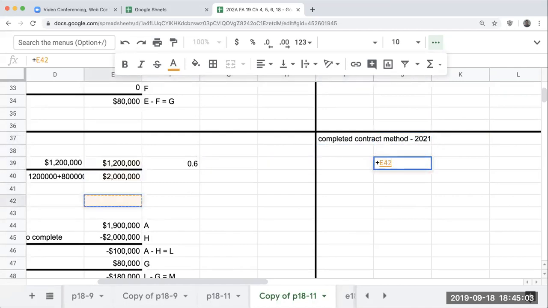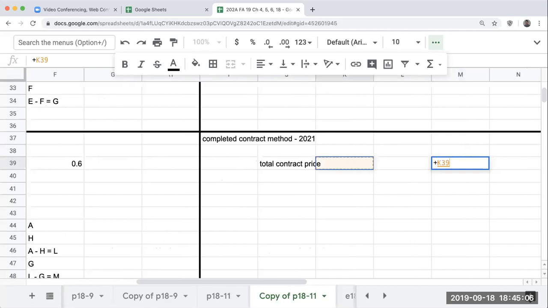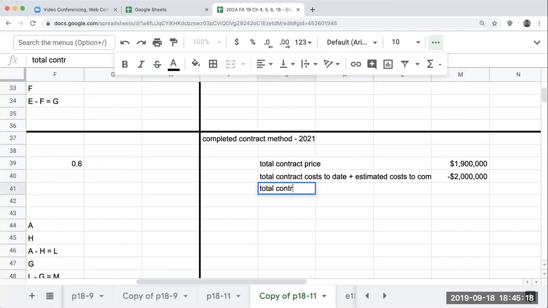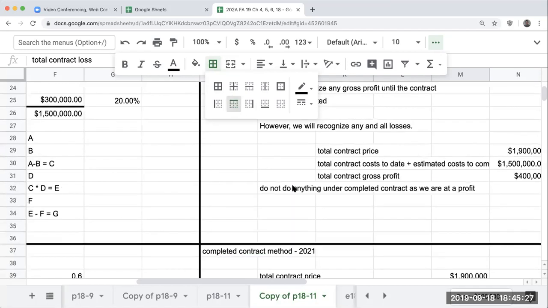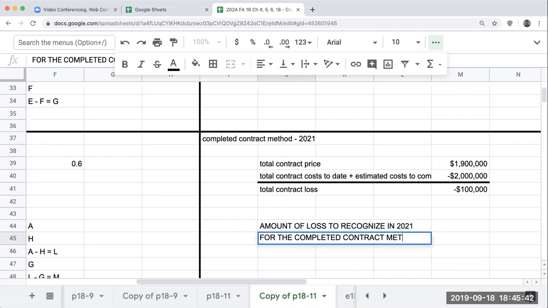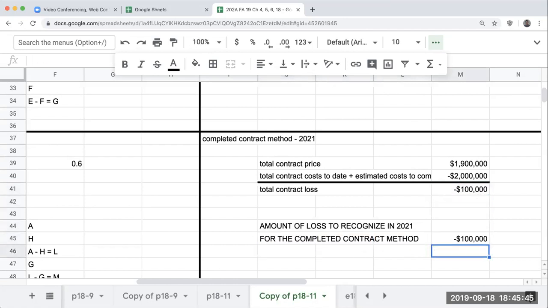We kind of follow the same formula here, which is the total contract price, 1.9 million. I have my total contract cost to date, plus the cost to complete of 2 million. So my total contract loss is going to be $100,000. Because I never recognized any profit previously in our completed contract, the amount of loss to recognize in 2021 for the completed contract method is going to be $100,000.